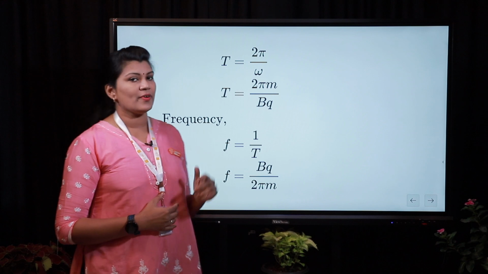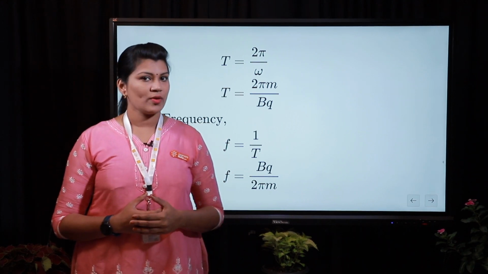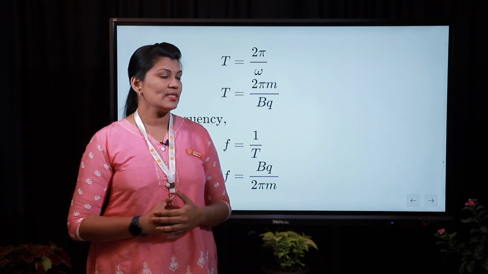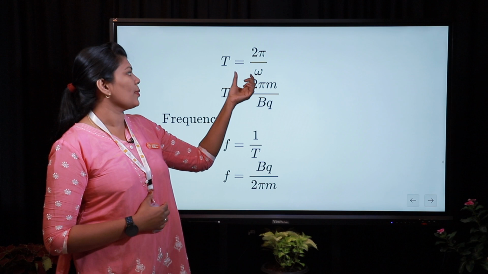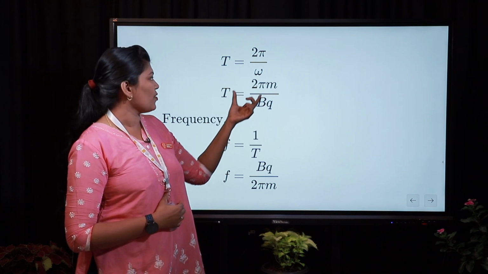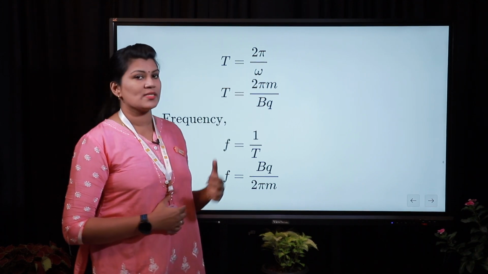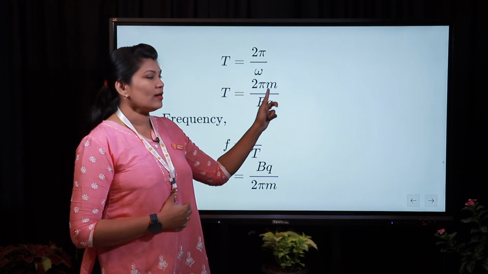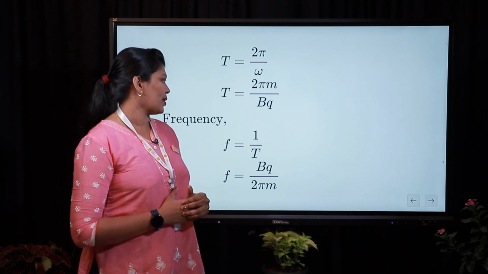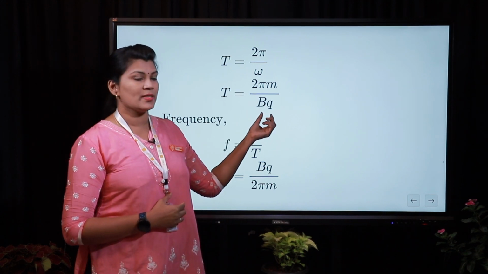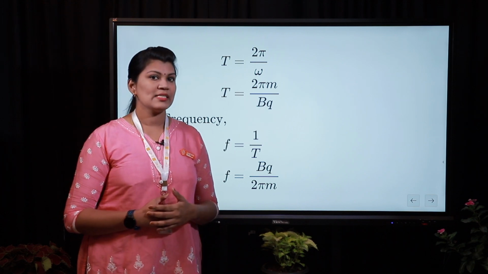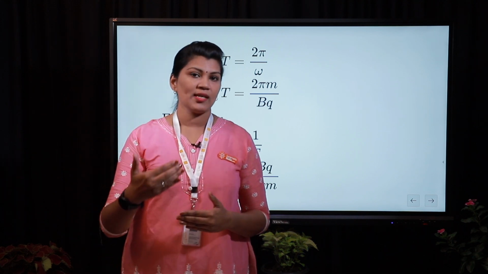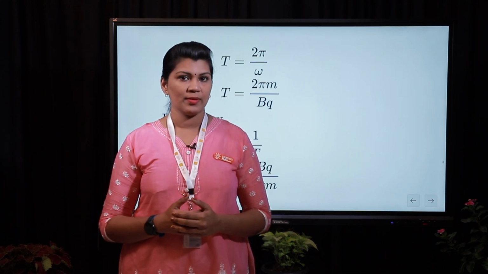Then next we are going to find the time period of that rotation, that is T is equal to 2 pi by omega. We already studied that time period is equal to 2 pi divided by omega. Next we are substituting the value of omega here. We will get the time period is equal to 2 pi m divided by bq. Here m is the mass of that moving particle, q is the charge of that particle, and b is the magnetic field strength. This time period indicates the time required for that charged particle to complete one rotation.